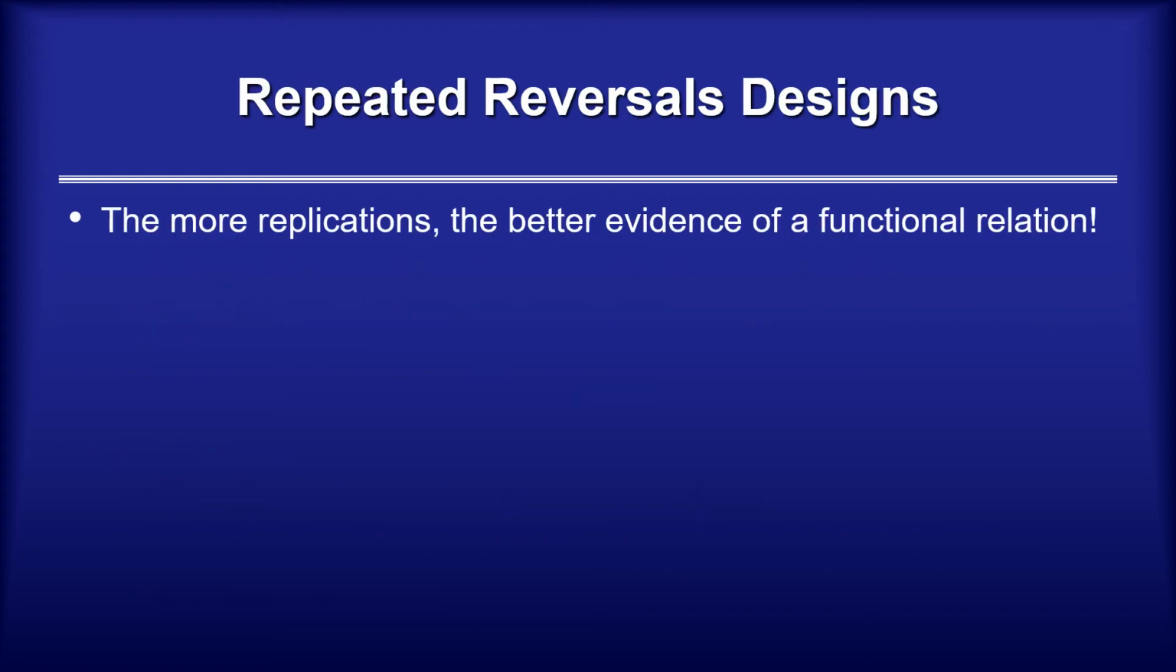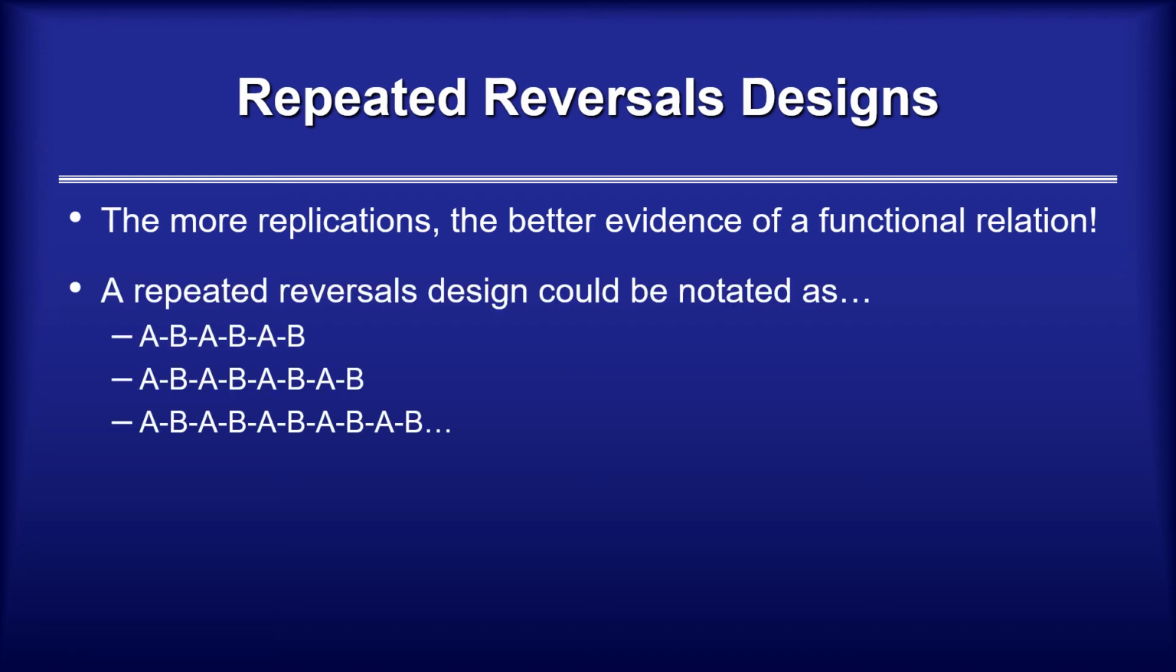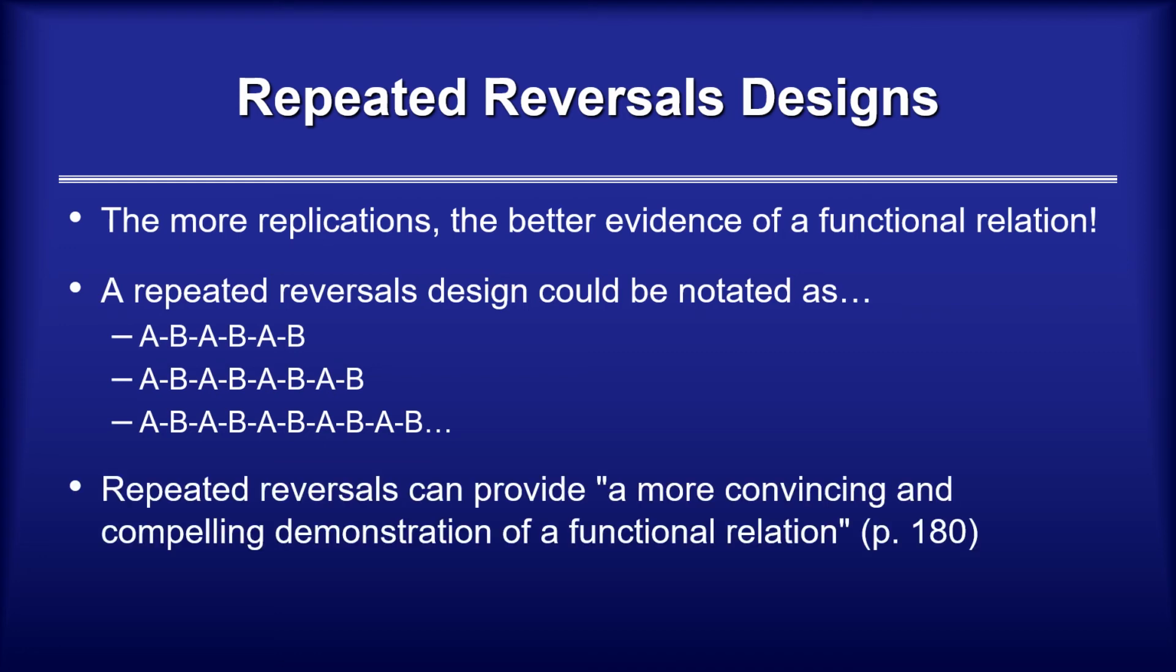Each time you replicate an effect, you add inductively to evidence for the functional relation. 2 instances of each phase are generally accepted in our field, particularly if there is a clear, immediate, and significant effect. However, a repeated reversals design could be notated as A, B, A, B, A, B, etc. While repeated reversals can provide, as Cooper et al. note, a more convincing and compelling demonstration of a functional relation, they may also begin to border on redundancy.